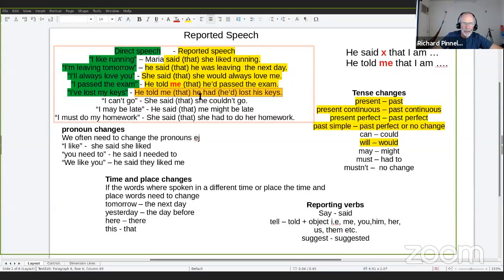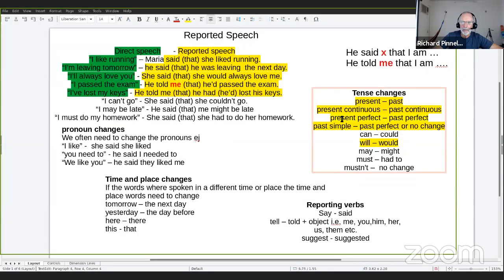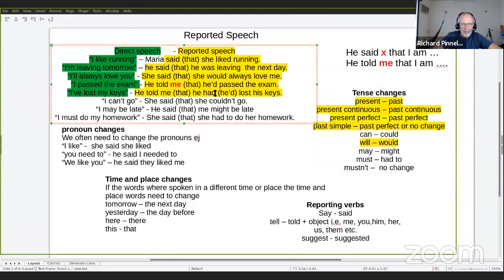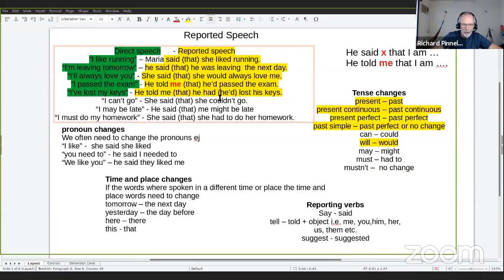So basically, we are using the past perfect for when the verb is in the past in the direct speech, and also when the verb is in the present perfect. It's the same. Only when it's in the past simple, we can leave it in the past. When it's in the present perfect, we cannot leave it in the past. Again here, I've put he had, and I put in brackets he. This would normally be contracted. So, he told me he'd lost his keys.